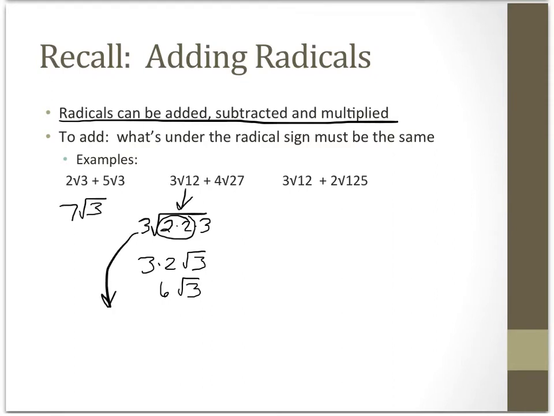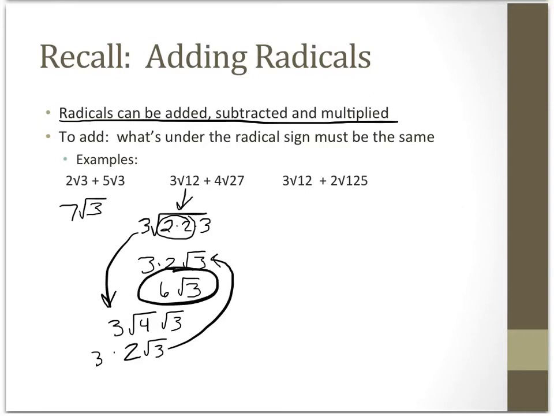And the math behind this is I have 3 square root of 2 times 2, which is like the square root of 4 times the square root of 3. Square root of 4 is 2, so that becomes 3 times 2 times the square root of 3. And that's how we got back up to this point, so we could simplify that.